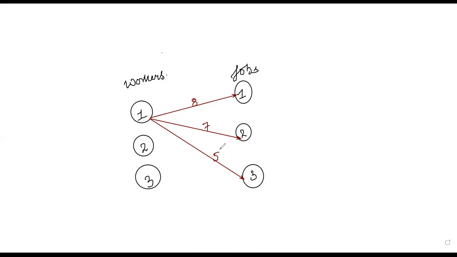To perform job number one, he takes suppose 8 units of time. It means the best efficiency for him is to perform job number 3, because he is able to do it in a small time, or the inefficiency associated with the worker in performing job 3 is less. This is the thing that we have to minimize.